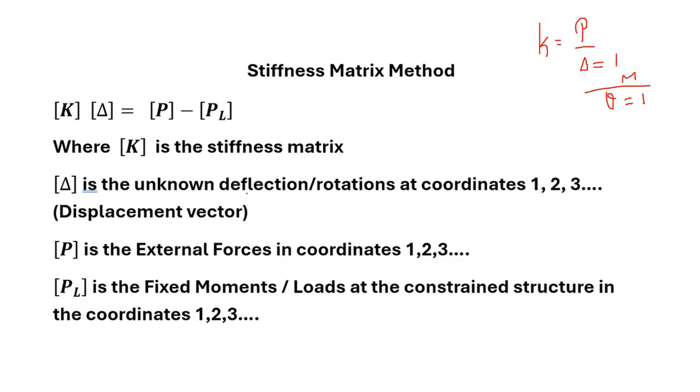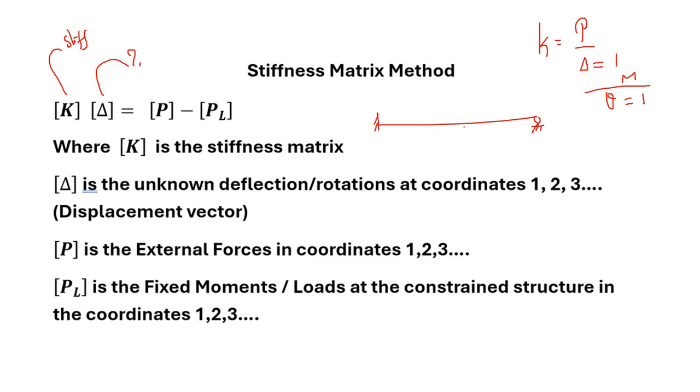Now this delta is the unknown deflection or rotation. Here you can see that the stiffness matrix is multiplied by the delta matrix. This delta is the unknown, and we will develop the stiffness matrix K. So K is the stiffness matrix and delta is the unknown deflection or rotation. And what is P? P is the external forces in the coordinates 1, 2 and 3. Suppose you have coordinates here like this.